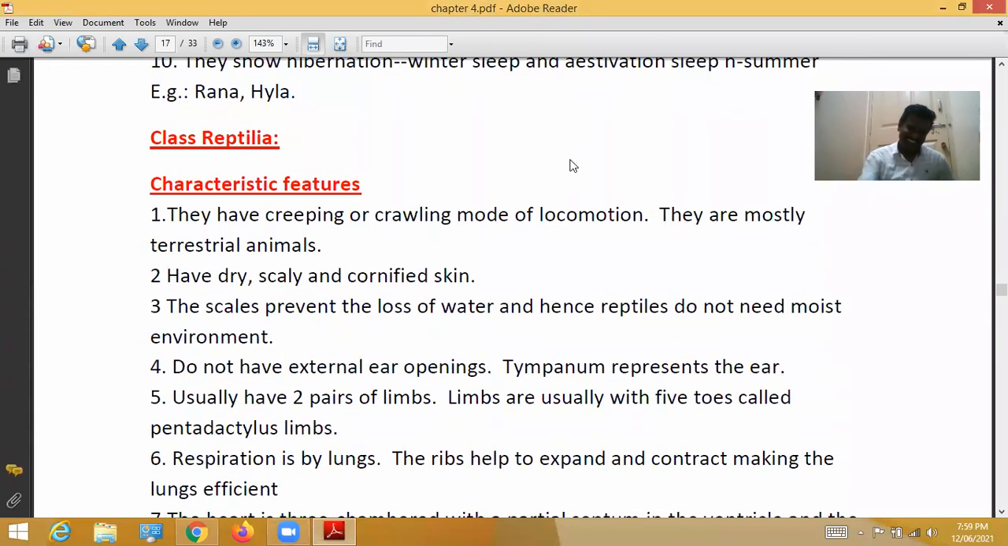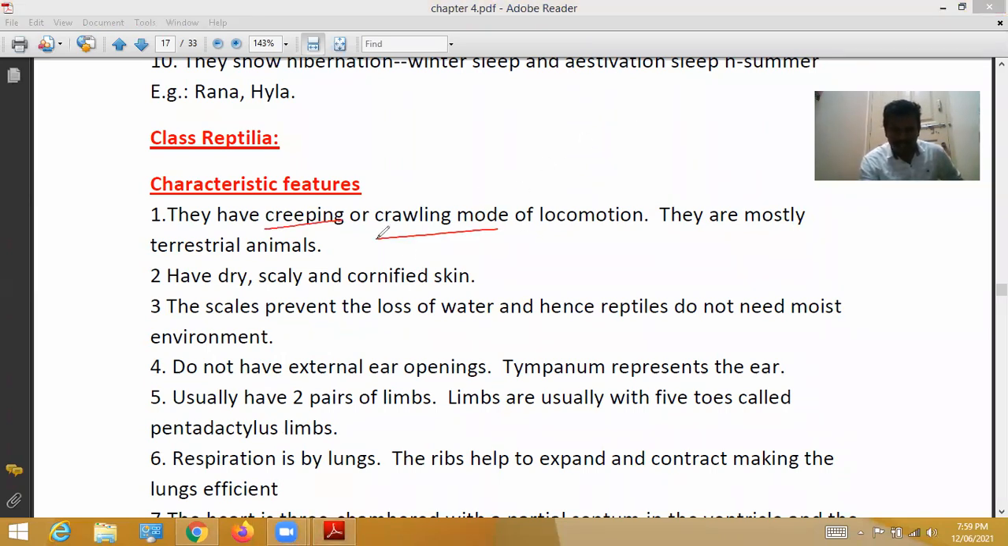Reptilia, characteristic features. They have a creeping or crawling mode of locomotion. They are mostly terrestrial animals, with mostly terrestrial habitats.